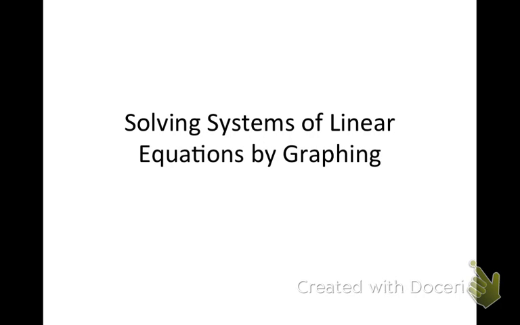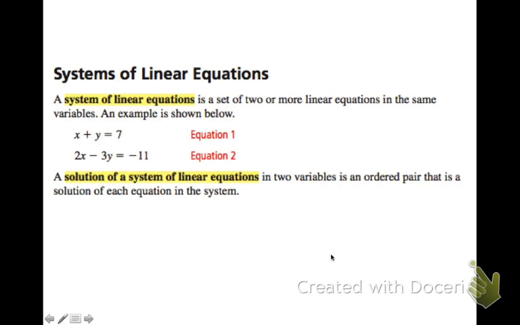Okay, this is lesson 5.1, solving systems of linear equations by graphing. So as defined in your book, a system of linear equations is a set of two or more linear equations in the same variables. Here's an example: x plus y equals 7 and 2x minus 3y equals negative 11. The solution of a system of linear equations in two variables is an ordered pair that is a solution of each equation in the system.